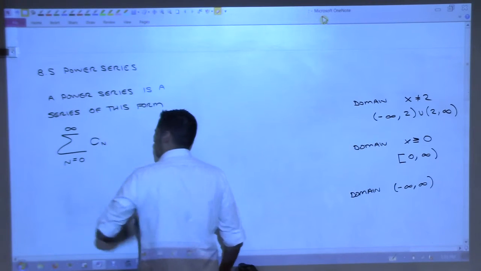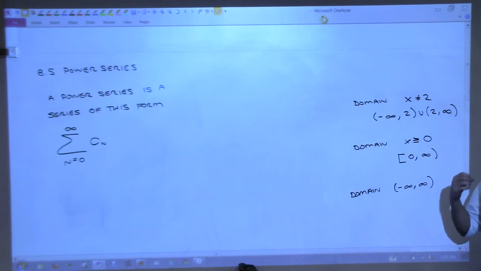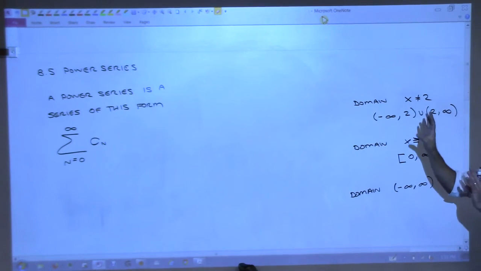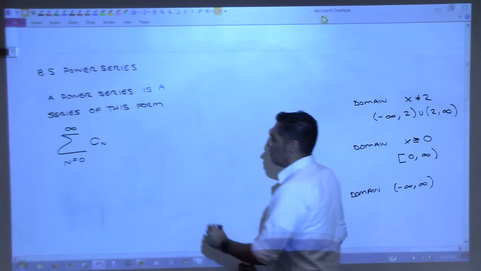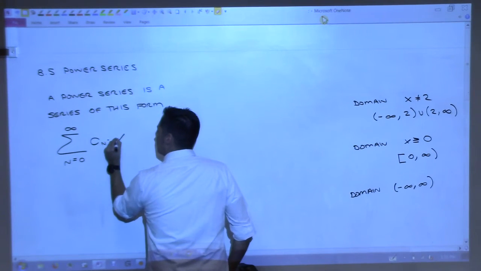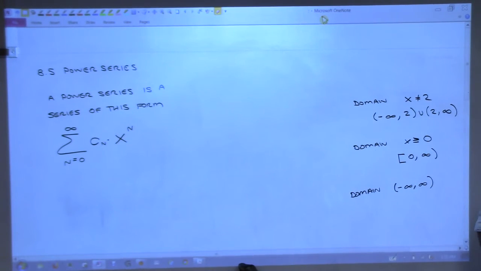C sub n. So you know how we've been using a sub n? We're going to use C sub n just as a different letter because we're talking about something different, so it kind of takes our minds away from what we've done. That right there is something we've already looked at, like C sub 0, C sub 1, added up. But we're going to add another element to this. We're going to multiply this times x to the nth power. Now that's very different.